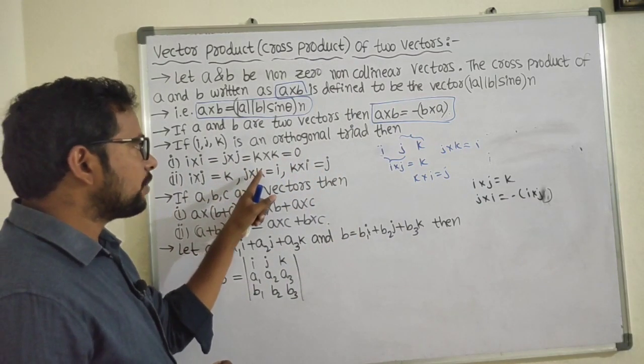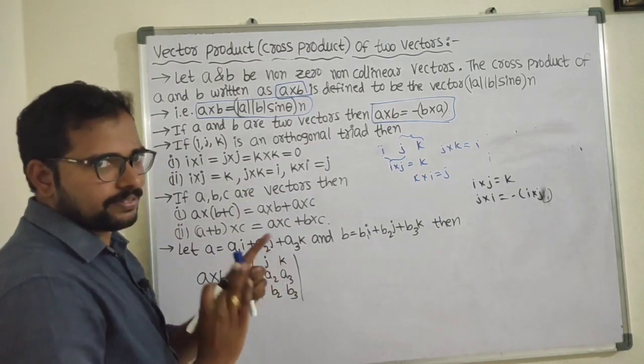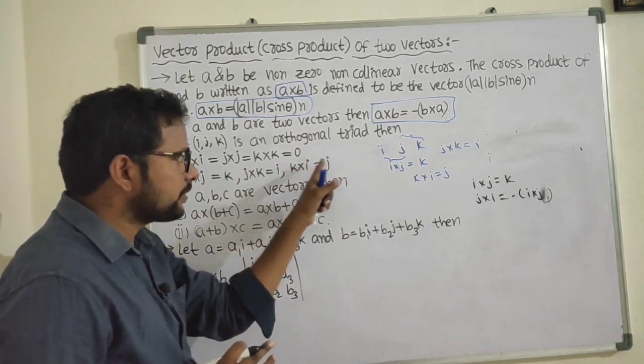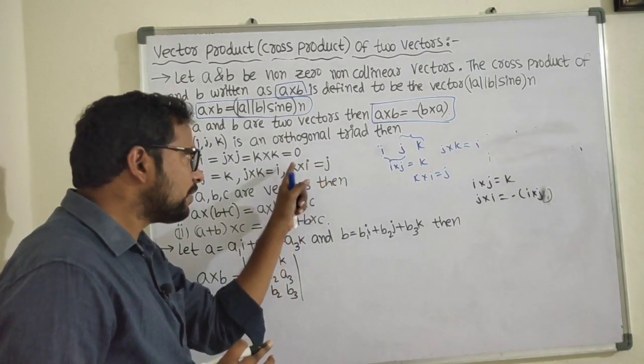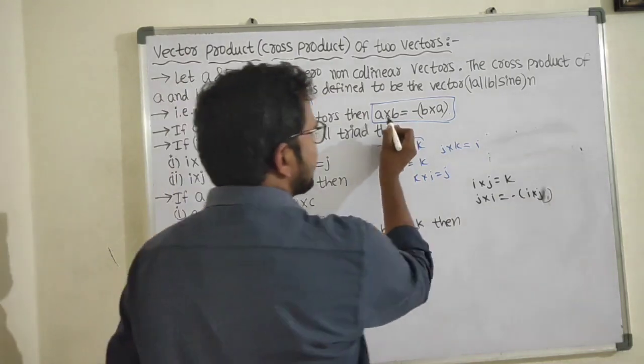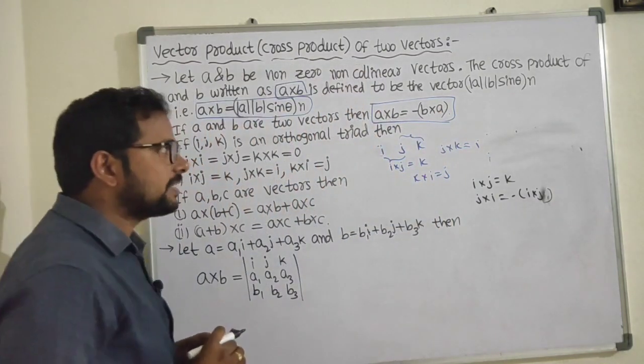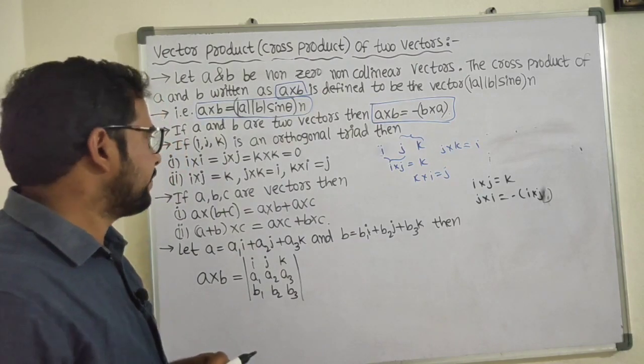And j cross k is equal to i, so k cross j is equal to minus i. Reversing again, k cross i is equal to j, so i cross k is equal to minus j. We take the negative sign, okay? By using this condition, a cross b is equal to minus b cross a.